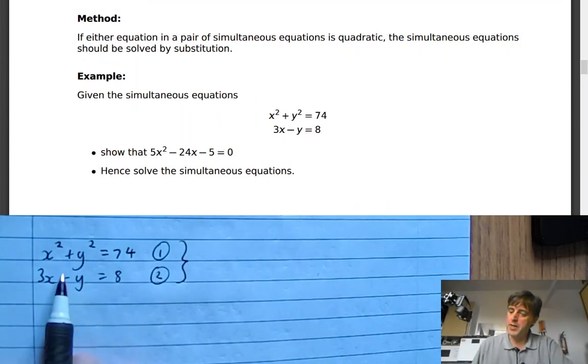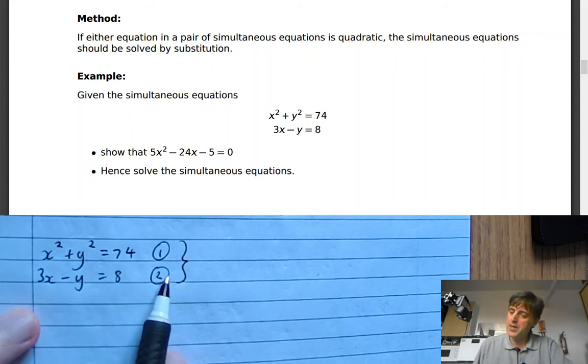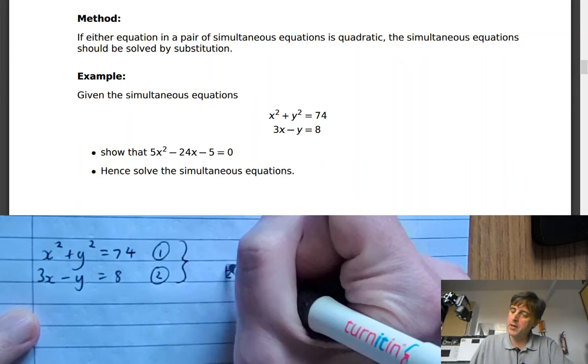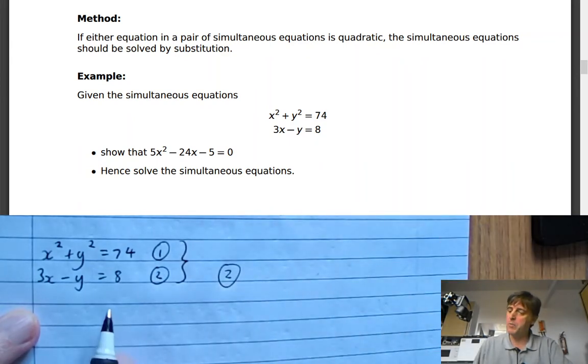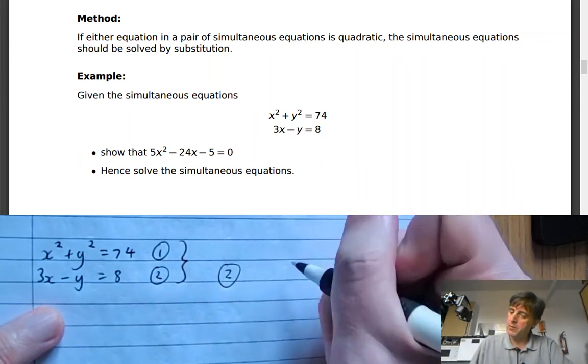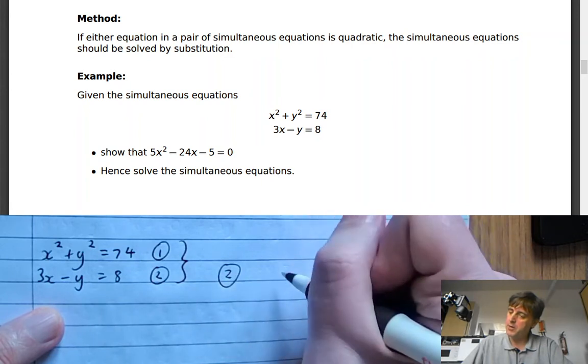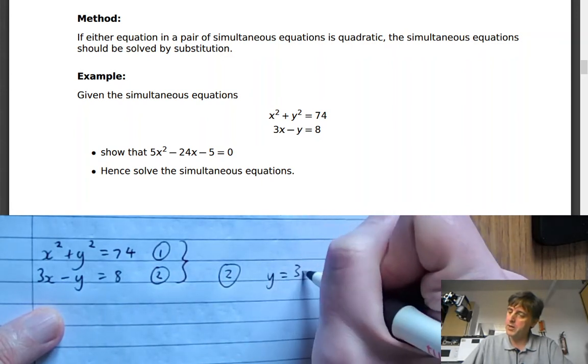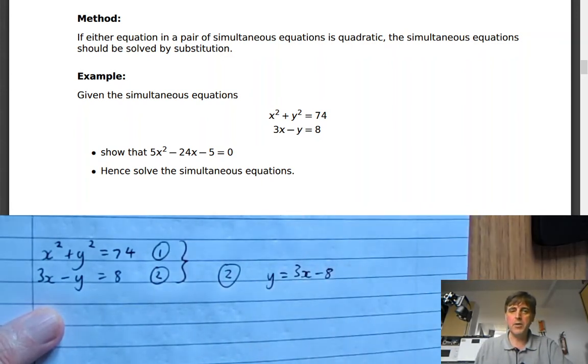Here are my two equations. I need to try and eliminate the y. So I'm going to take my second equation and try and make y the subject of that equation. If I add y to both sides and subtract 8 from both sides, we end up with y equals 3x minus 8.